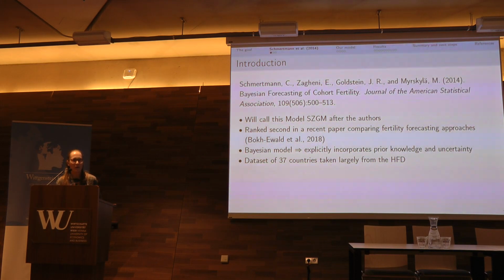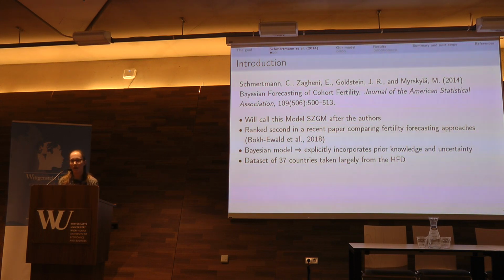So now I'll talk about one of the current best models in the field. So this is the model of Schmertmann et al. 2014, and I'll call this model model SZGM after the authors. So it was ranked second in a recent paper comparing existing fertility forecasting approaches, so it's clearly very successful. And it's a Bayesian model, which means that you can explicitly incorporate prior knowledge, for example, assumptions about how rates might change across age and across cohort. And you can also quantify the uncertainty associated with the forecasts.